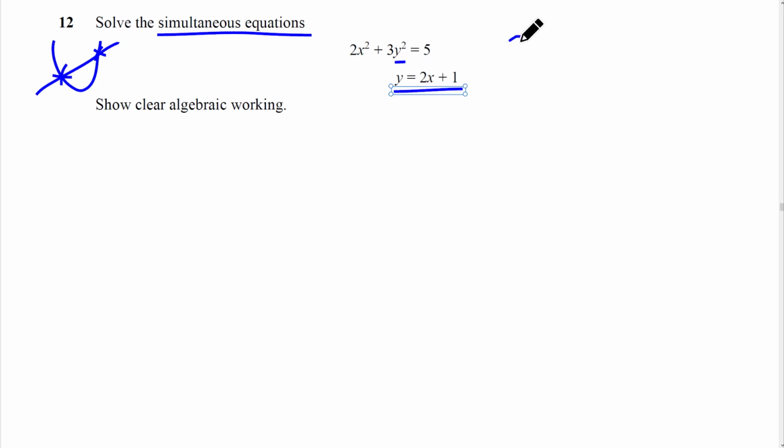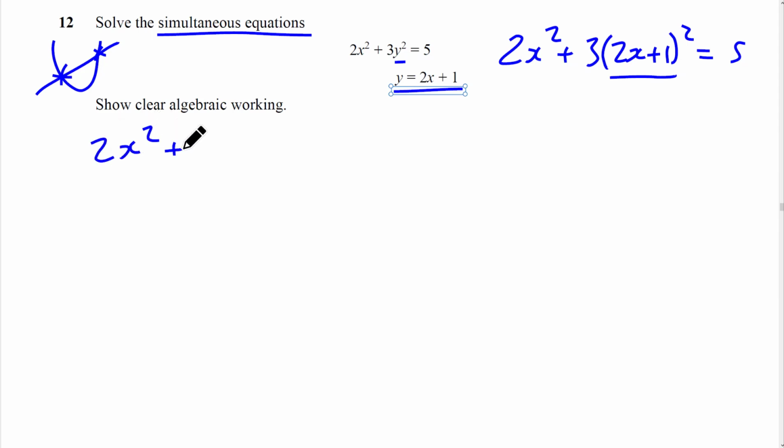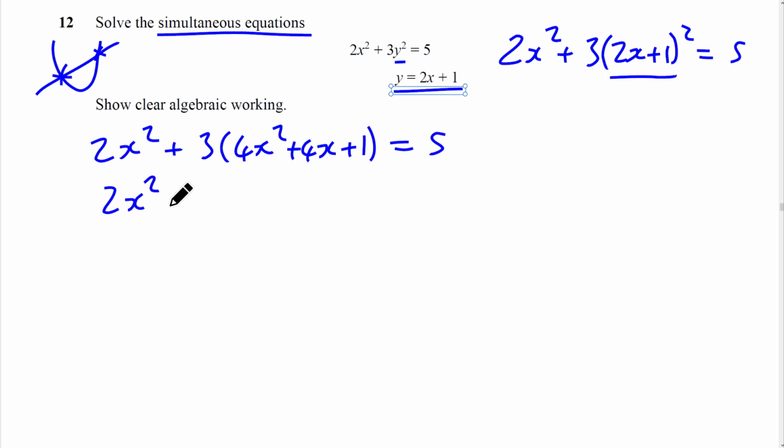So what we're going to get, I'm going to start up here because it's going to take a lot of space, plus 3 times 2x plus 1 squared equals 5. So the first thing we want to do is work out this. So let's go over here. That's 3 times 4x squared plus 4x plus 1. That's this expanded, equals 5. Expand that all out. Show clear algebraic working.